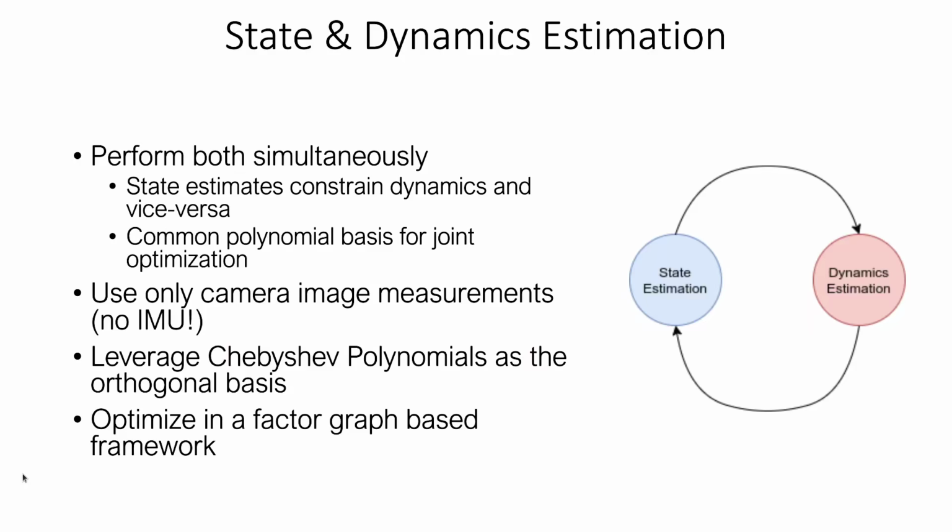In this paper, we propose to do both state and dynamics estimation simultaneously, with the idea being that the state estimates constrain the dynamics and vice versa. We use a common polynomial basis for the joint optimization using only camera image measurements. We leverage Chebyshev polynomials as the orthogonal basis, which we will describe in the next slide.